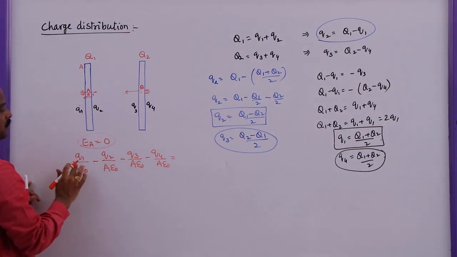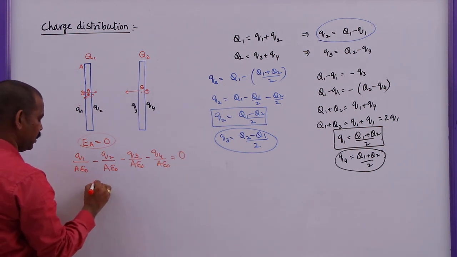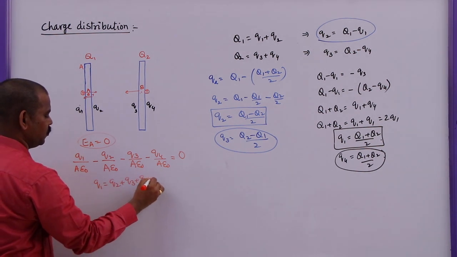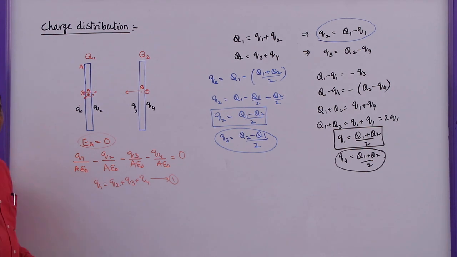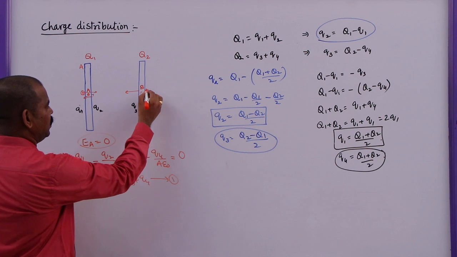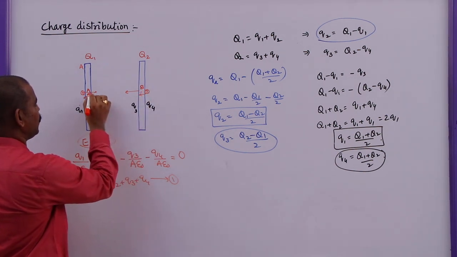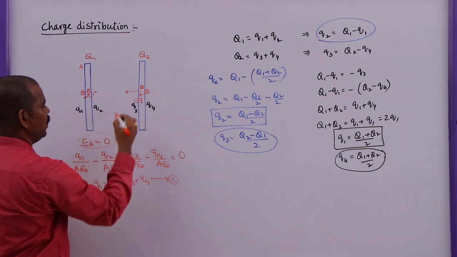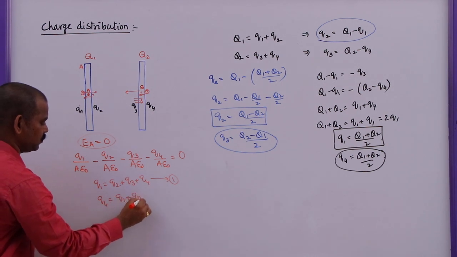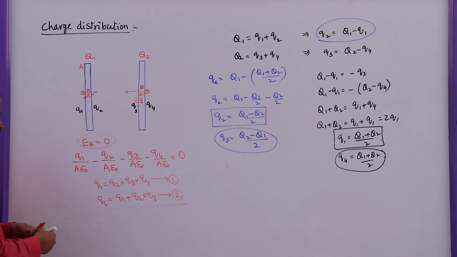So electric field is 0 means the sum of these four must be equal to 0. As the denominator is the same, what can we write? Q1 is equal to Q2 plus Q3 plus Q4. Let me call this equation 1. Similarly, if you take this point B, at this point also electric field is 0. So the electric field due to this charge here will be in this direction, because of all these three charges, fields will be in the opposite direction. That means Q4 is equal to Q1 plus Q2 plus Q3. This is equation 2.